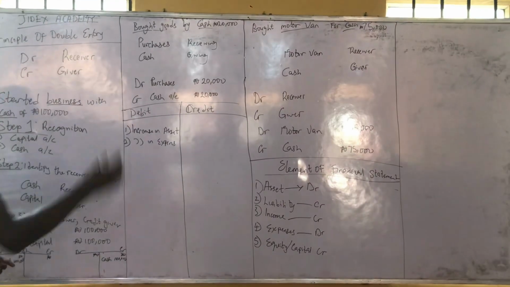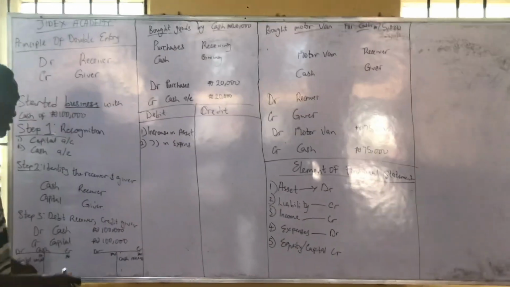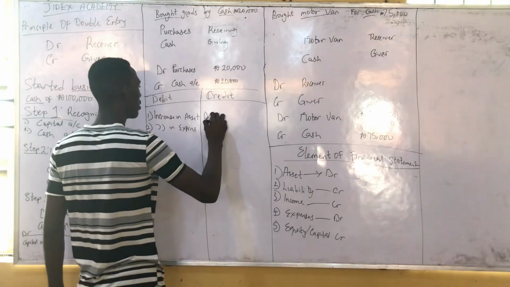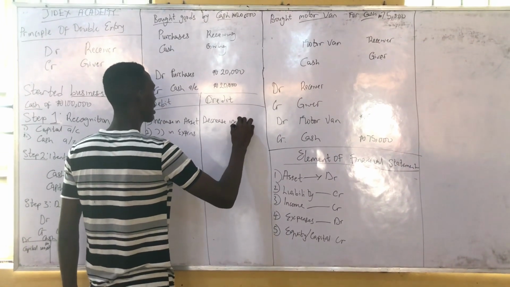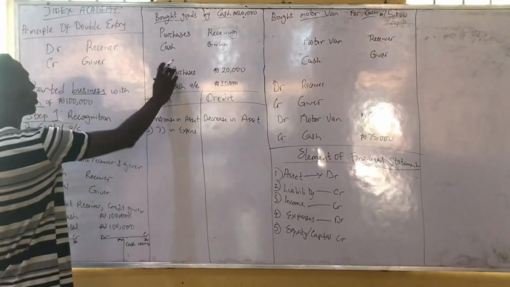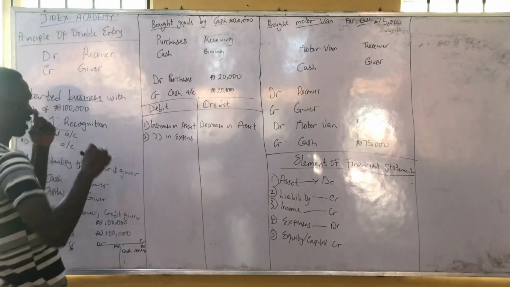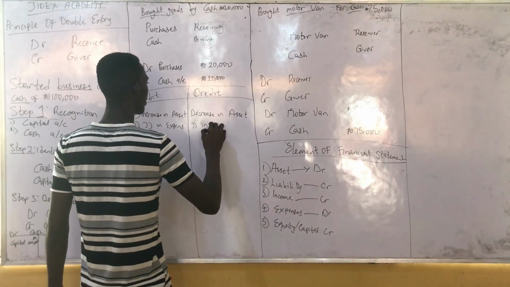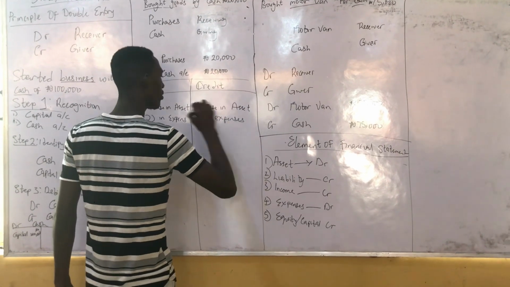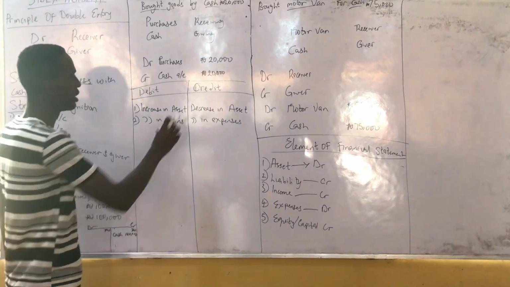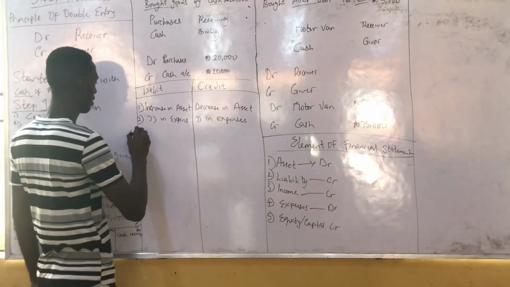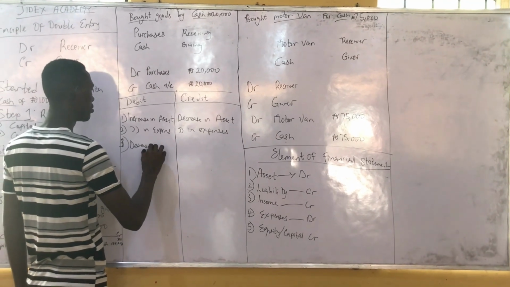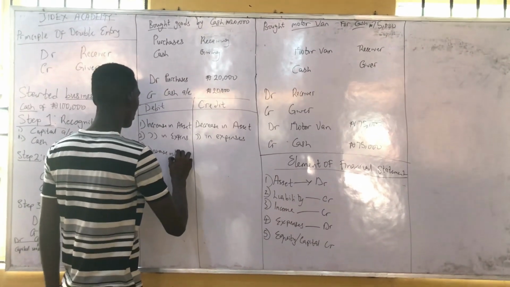For example, cash is a current asset. When there was an increase, what happened to it? We debited it here. But when there was a decrease, what did we do? We credited it. So a decrease in assets, you credit it. If I'm to open a ledger account for this, you see that I'm going to credit it. Whenever you have a decrease in expenses, you credit it. Now what else do we debit? A decrease in liability.